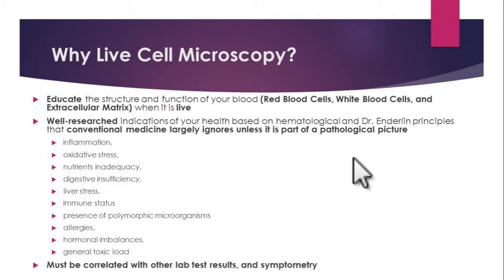So what it can state about your health can be subclinical, such as inflammation, oxidative stress, nutrient inadequacy, digestive insufficiency, liver stress, immune status, presence of polymorphic microorganisms. We now know that blood is not actually sterile. It can also indicate allergies, hormonal imbalance, and general toxic load. I want to emphasize that we must correlate this live cell microscopy information with other lab tests and symptomology to indicate what may be the root cause of your health concern.